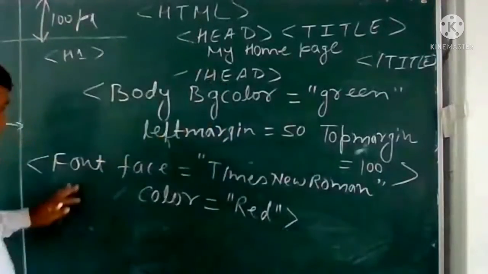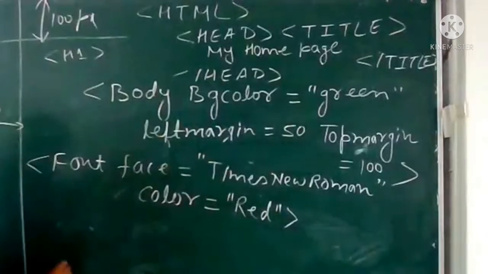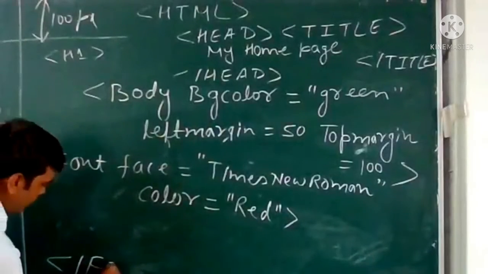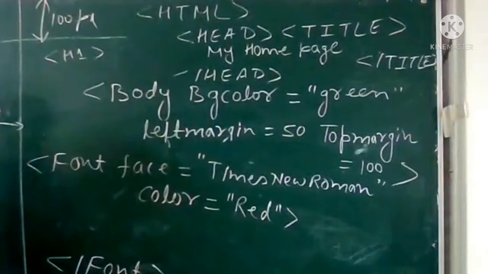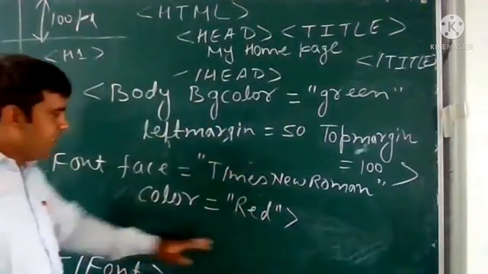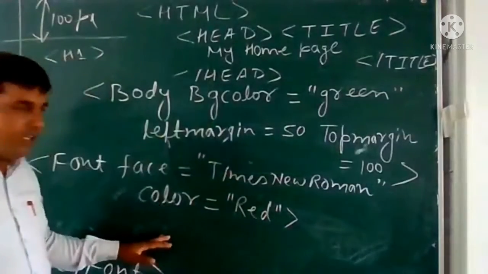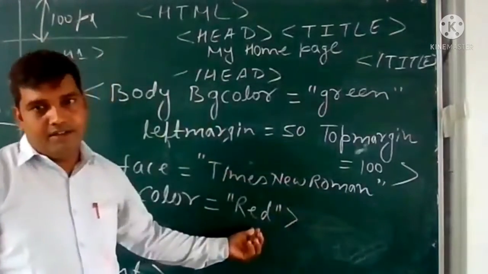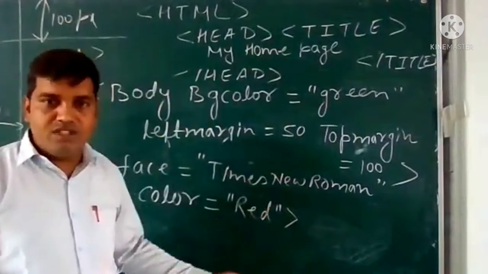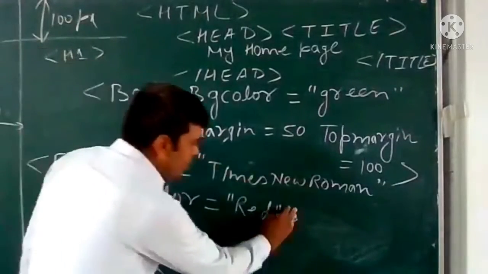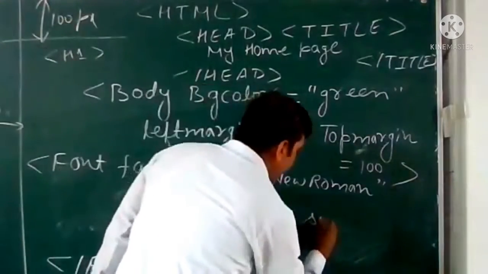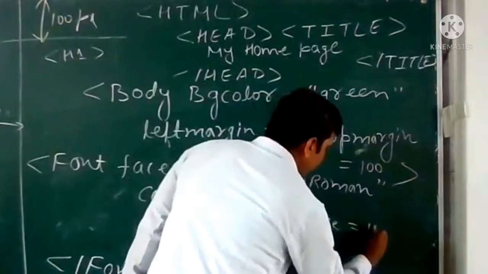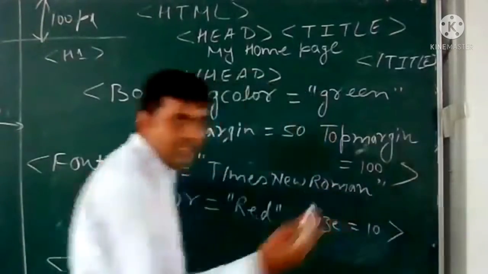Whatever you write inside the font open and font close, after that you have to close your font tag. And whatever we write between them, any text, any paragraph, all of that will appear in Times New Roman style, color red. And if you want to change its size also, suppose 10 pixel or 20 pixel, here you add another attribute, size equals 10 pixel. Like this.